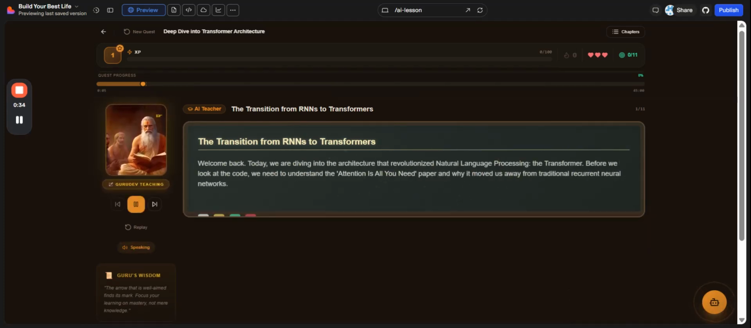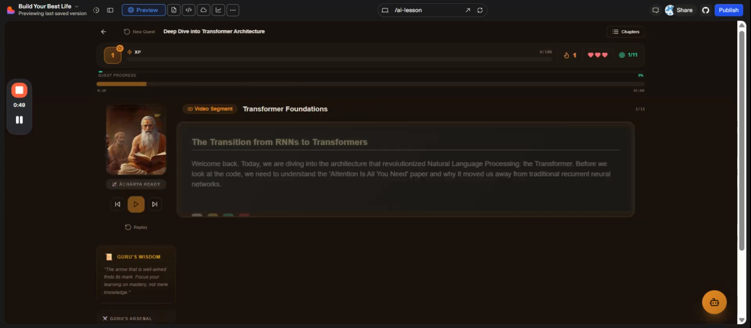We are diving into the architecture that revolutionized natural language processing, the transformer. Before we look at the code, we need to understand the "Attention Is All You Need" paper and why it moved us away from traditional recurrent neural networks.